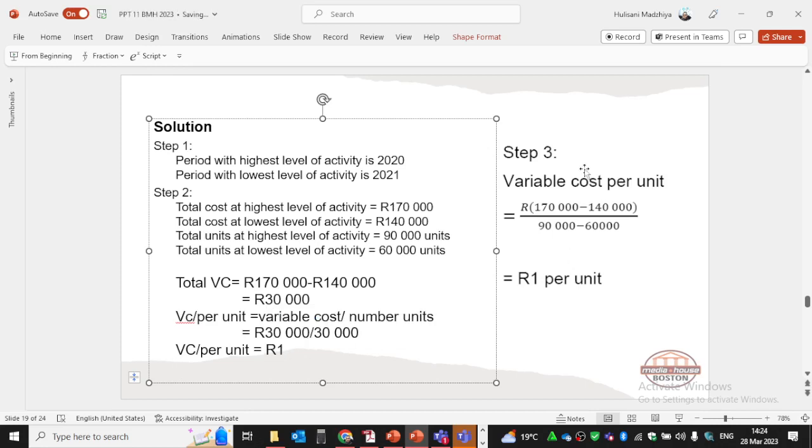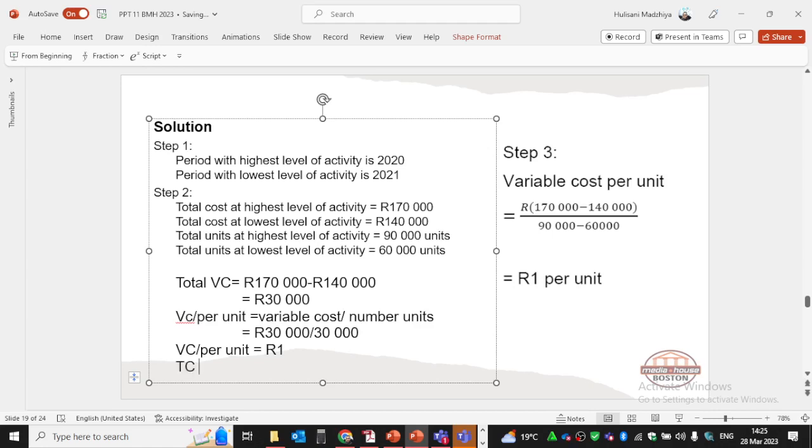So this is the summary of this step that is on the right side, which is step 3. It's an explanation of the variable cost per unit. Since we are saying that the difference in this cost is caused by the variable cost, the difference in this cost is caused by the total variable cost of 30,000, which is being caused by the increase in the number of units of 30,000. So therefore, the variable cost per unit is actually how much? 1 rand.